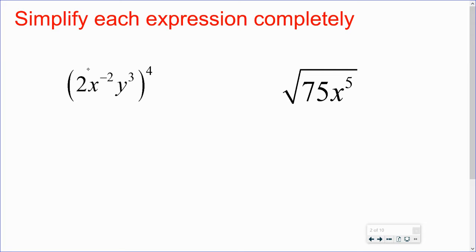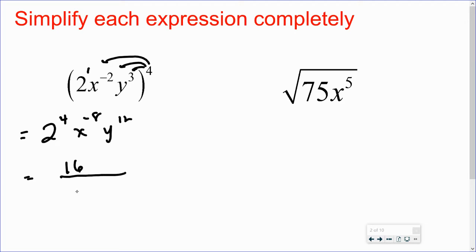The way that students did in class is they like to distribute the exponent to everything first. So that means I got 2 to the 4th, x to the negative 8th, and y to the 12th. 2 to the 4th: 2 times 2 is 4, times 2 is 8, times 2 is 16. X to the negative 8th is going to go down to the bottom. Y to the 12th stays in the top. So that's how people have been doing that. That's a fine way of doing it.